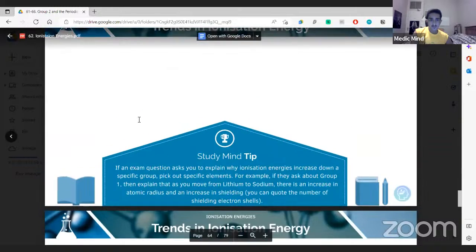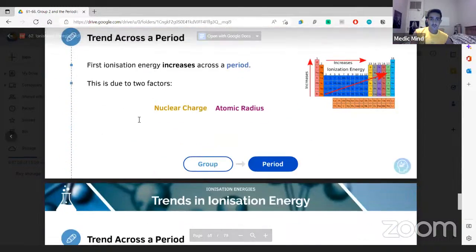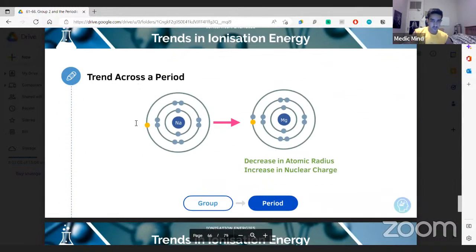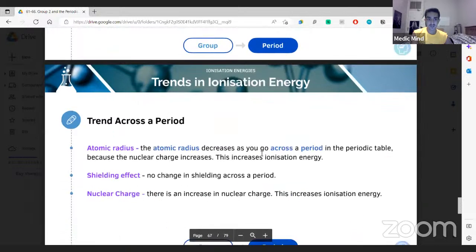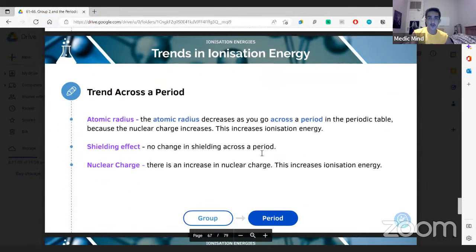And then across a period, remember you have the same shielding effect. You actually have a decrease in atomic radius due to that increase in nuclear charge, but the same number of shells, which means that there's an increase in nuclear charge, which means that the electrostatic force of attraction between the central nucleus and the outer electron goes up, which means that the ionization energy goes up. Overall, I'll give you a second to write this down.